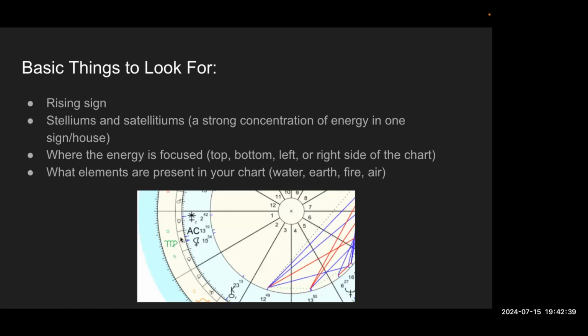This is actually a snippet from my sidereal chart. This would indicate that this person is a Virgo rising, because this is the first house and the sign here is Virgo. So this would be considered a Virgo rising.